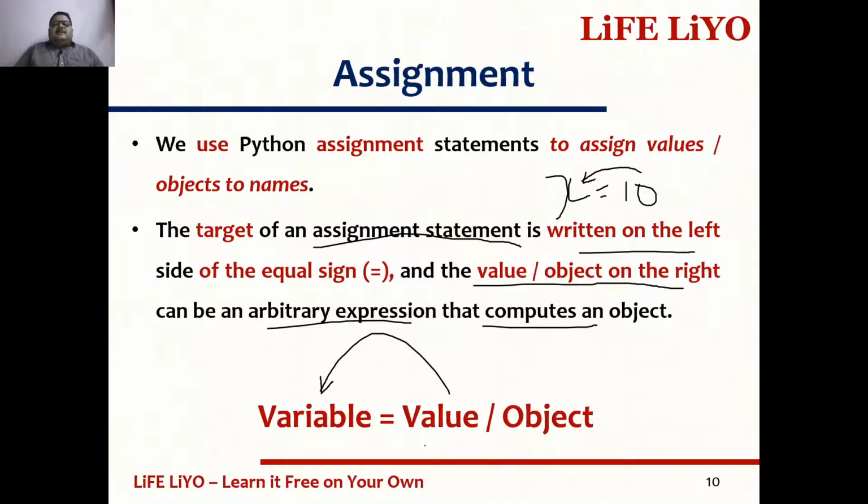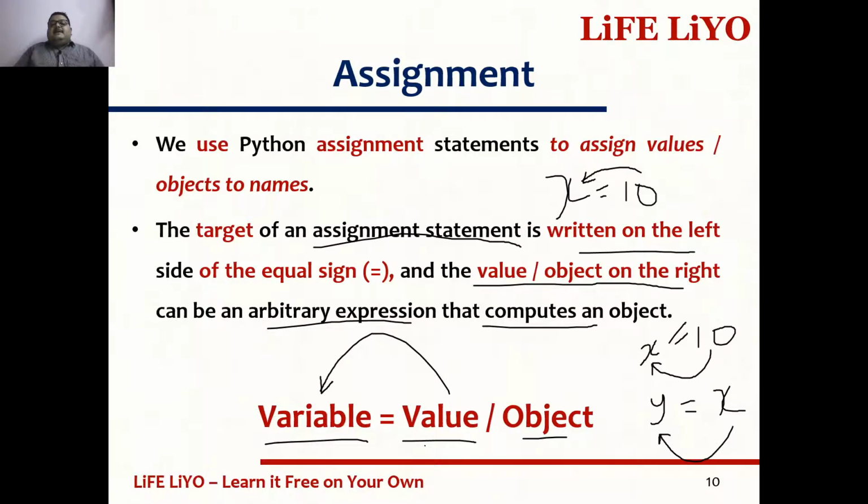Now what is the syntax for this? Variable equal to any value or any object. What does this object mean? For example, I have x equal to 10. That means the value 10 is assigned to x. Like this, if I write y equal to x, that means x is an object which is going to be assigned to y. That means the value of 10 is going to be assigned to y.